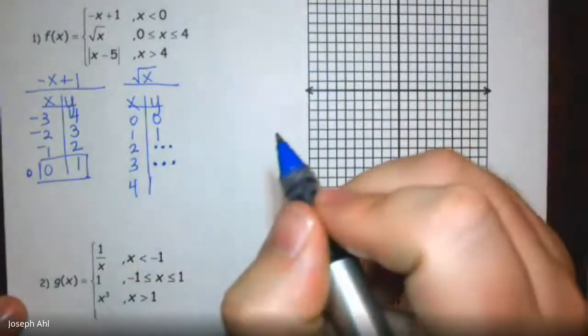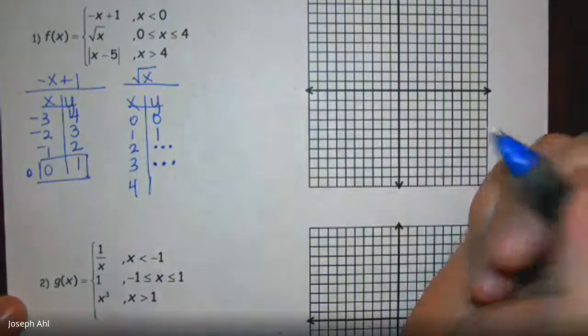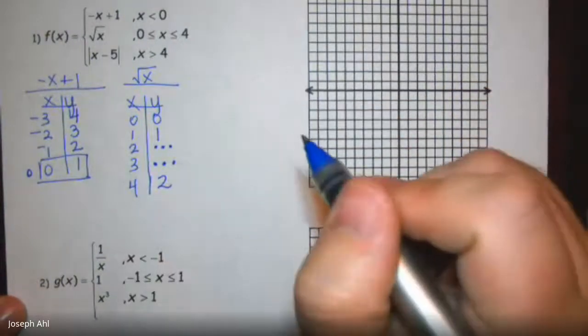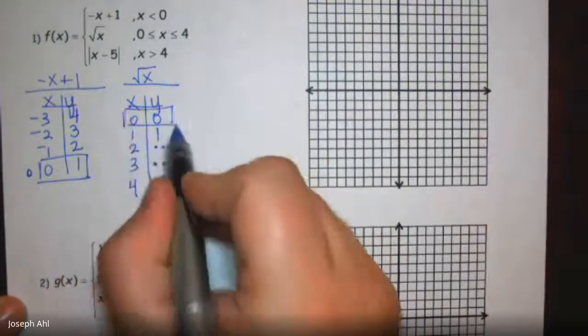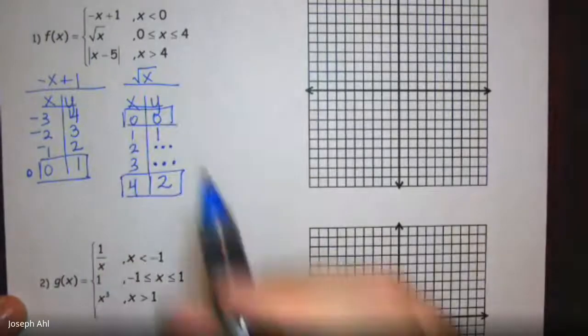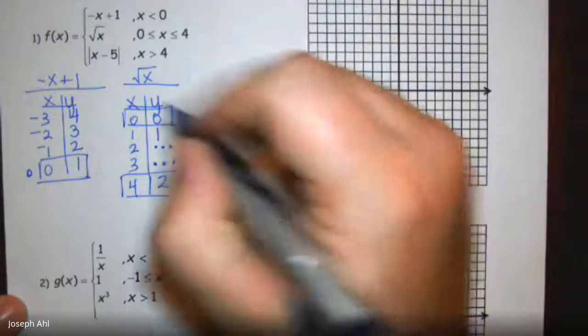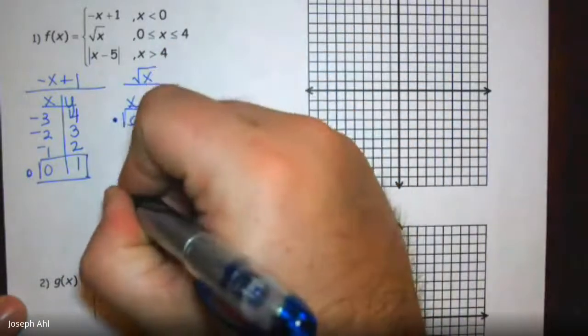Same idea, square root of 3 is 1.7-ish. It's not a rational value, so I'm going to skip that for now. But the square root of 4 is 2. Okay. I would box in both of those endpoints and discuss, are they going to be open or closed? According to the inequalities, they are both closed circles.